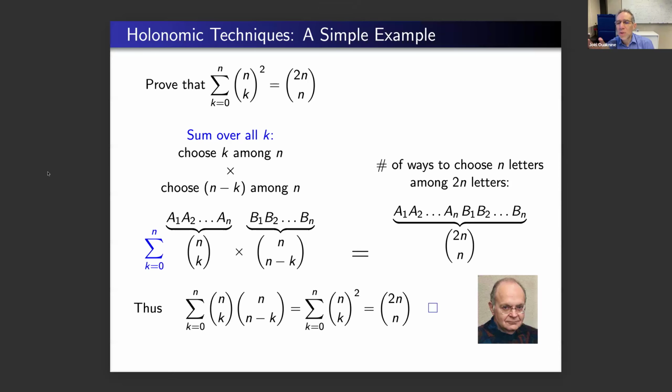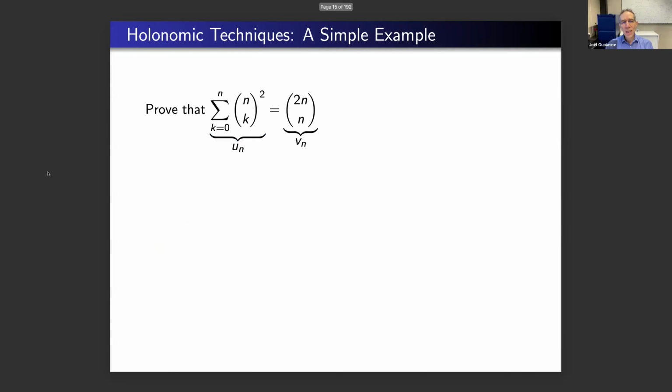And I think Knuth would call this art. It's a cute little proof, a nice proof, but it's not at all clear that it can be made systematic. If I were to change the square into a cube, it's not at all clear I would know how to prove the equivalent identity. Let's have a look at the holonomic technique approach to proving such an identity.